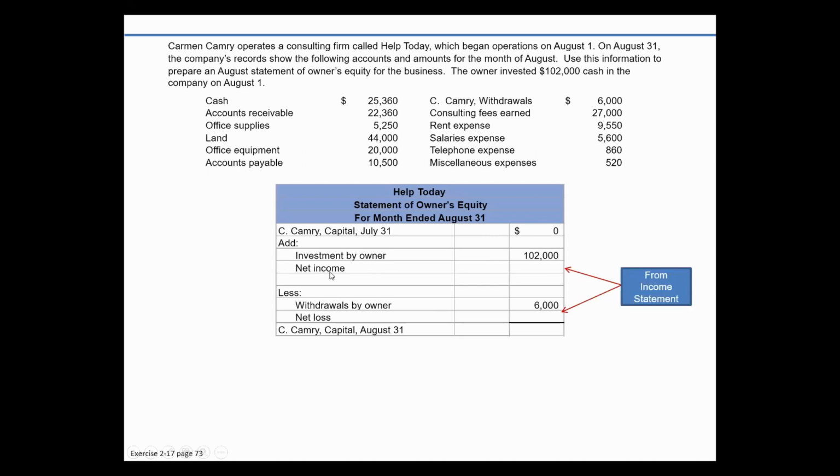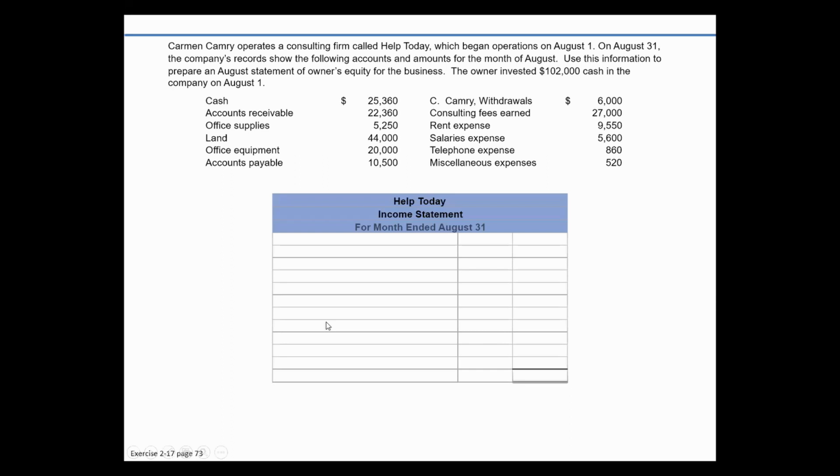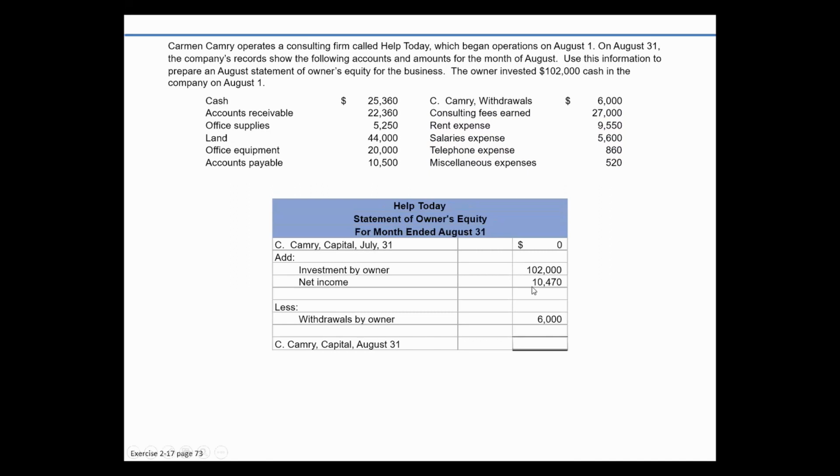Then we're going to get either the net income or the net loss. We're going to get that from the income statement. So if we go over here and we look at our income statement, and again, we see here in yellow the things that would be included there. We get that we had a net income of $10,470. So then that would go right here, net income. So that's just a total, 112,470. So then we get that Camry capital for August 31st was 106,470.